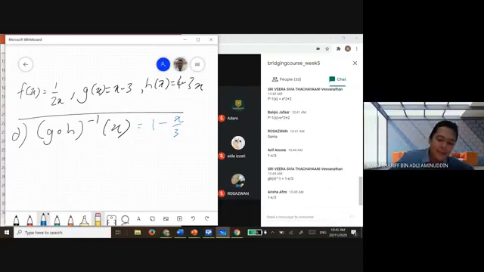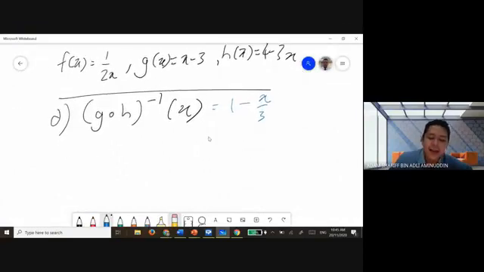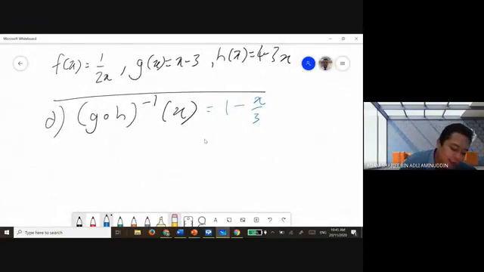Okay, let me try to be skeptical here. I'm assuming that this might not be the answer, so I need to check. Okay, mari saya check. Saya cuba buat. Okay, for this particular example, you must find the composite first, right? Then you can find the inverse.